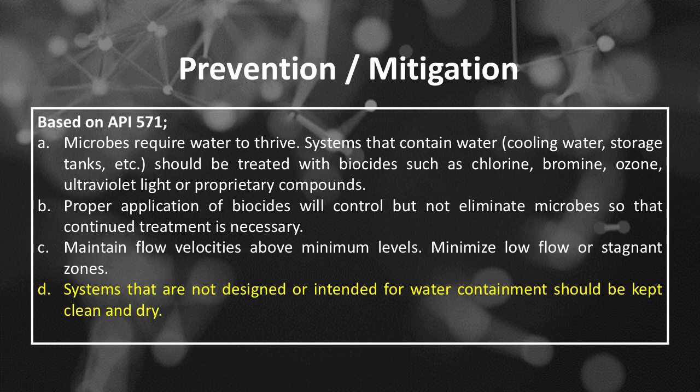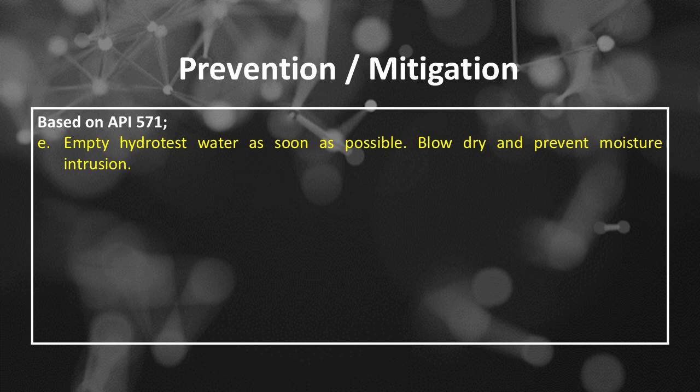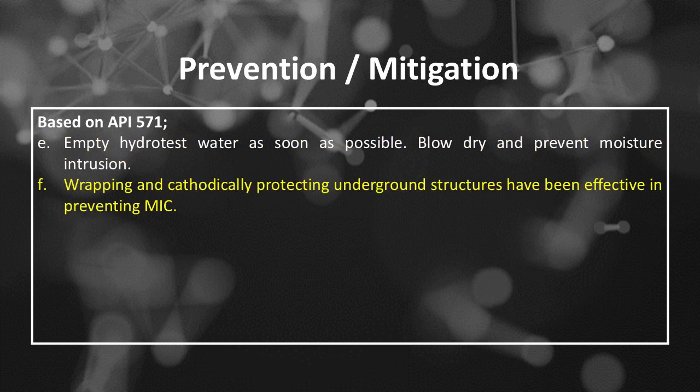Number D, systems that are not designed or intended for water containment should be kept clean and dry. Number E, empty hydrotest water as soon as possible. Blow dry and prevent moisture intrusion. Number F, wrapping and cathodically protecting underground structures have been effective in preventing MIC.